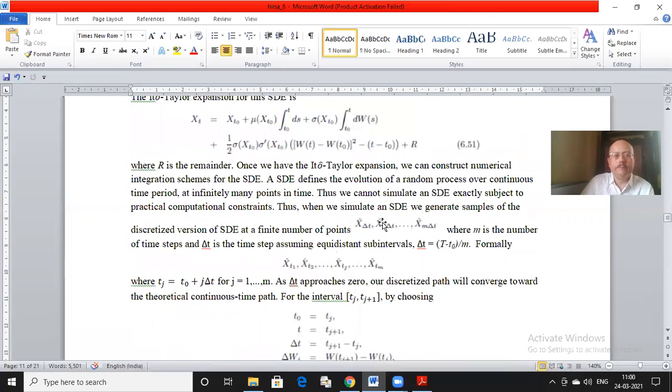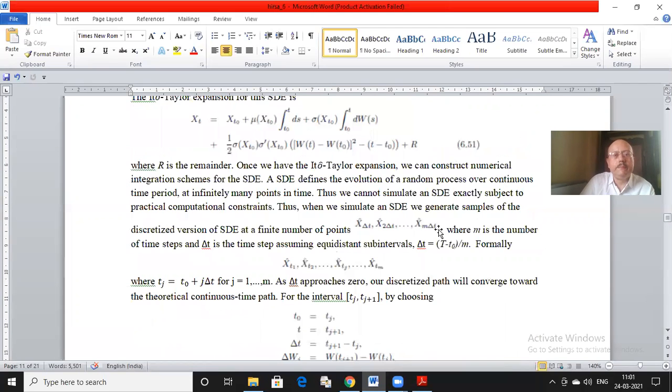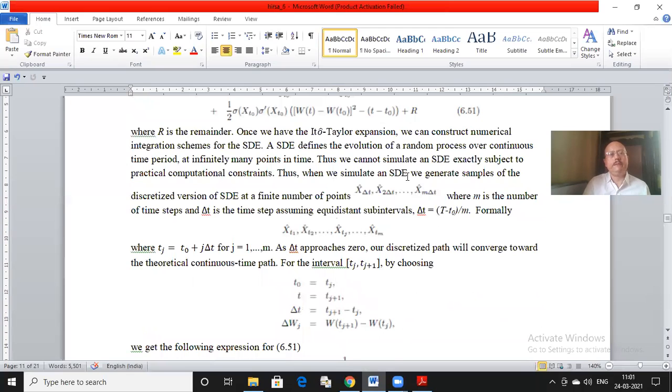So what do we do here? In a piece tj, tj plus 1, if we choose t naught equal to tj and t equal to tj plus 1, we are basically looking at just one piece in the whole interval. Delta t is the length of time, and delta wj is nothing but the Wiener process evaluated at tj plus 1 minus what is evaluated at tj. So these are my approximations for 6.51.